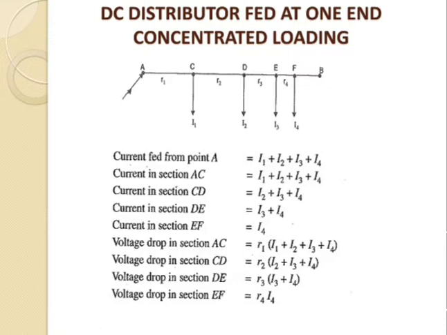So this is the DC distributor fed at one end with the concentrated loading, having a different value of current for each individual tapping point. So from this figure we can calculate the value of the current inside each section, the resistance for each section, and the voltage drop across each section.